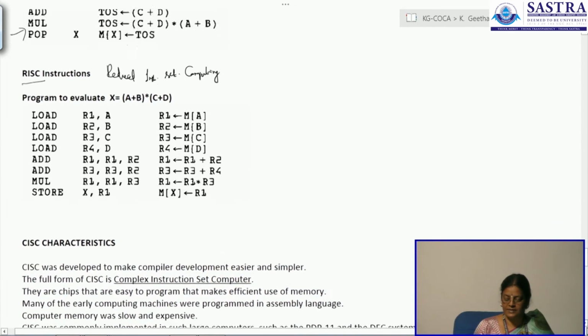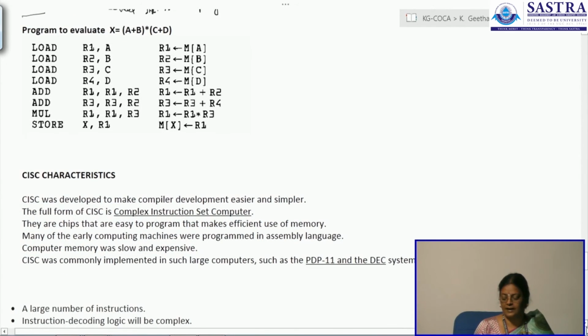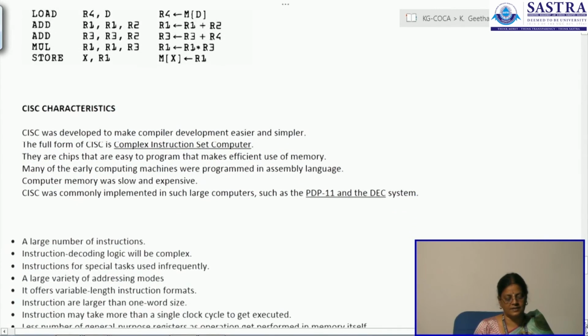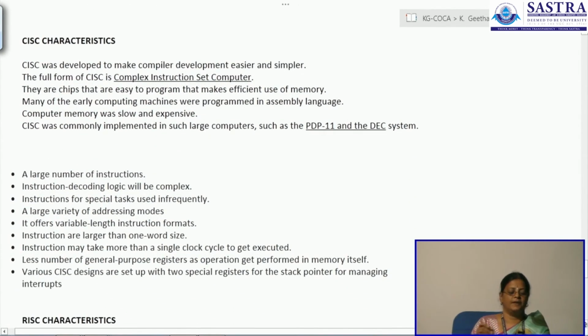To start with, we will first see CISC, its characteristics and advantages, then we will move on to RISC. CISC was developed to make compiler development easier and simpler. In the previous discussion, we were saying that the compiler has to be intelligent enough to handle that particular category, whereas if I adopt CISC characteristics in my computers, then compiler development could be easier and simpler. One important point to remember: if I make the work of the compiler easier, the programmer will take the burden, and if I want the programmer to feel free, then obviously the compiler has to take the burden.